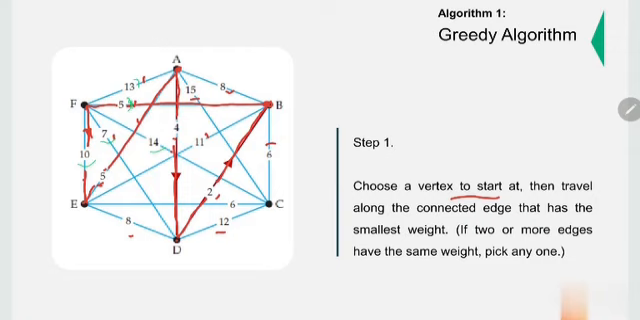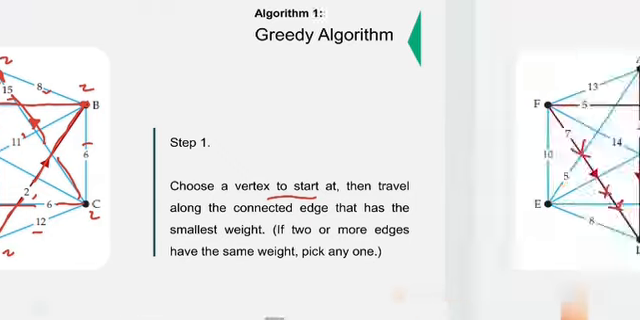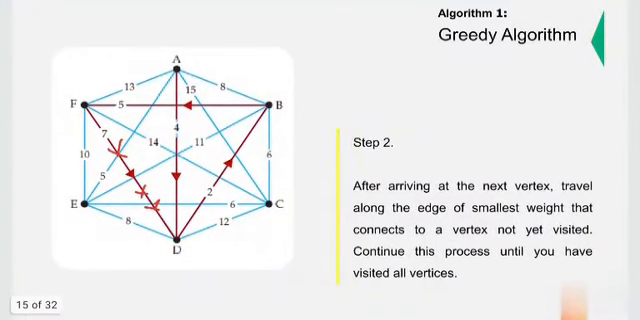Hindi ko pa nabibisit yung C, so I will not choose 5. I'll choose this one, of course. You can put arrowheads para alam ko kung saan ka pumunta. And then I can now finally close it. Going back to A. Remember, you have to go back to the starting point or vertex. You can also check if you have 2 lines coming in and out of each vertex para malaman mo if you did correctly. Okay? So, that's just the explanation here.